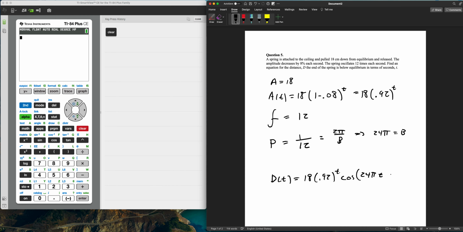And we're not shifting, so the phase shift is 0. And we're not starting at another value. We're not shifting this up or down, so there's no transformation up or down. So this would be the equation that we're looking for in this spring problem.